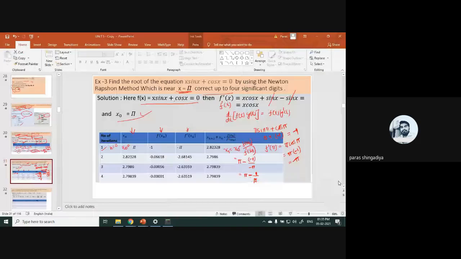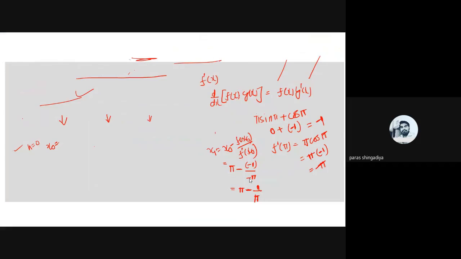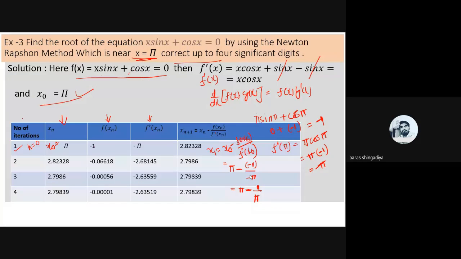So check the value of pi minus 1 upon pi. Yes, what will be the answer? You will get 2.82328 something. Is it correct? Pi minus 1 upon pi. Use the pi notation from your calculator. Do not consider only 3.14 as the value of pi. Just use the pi notation that is already given in the calculator. You can use it by using the shift exp tab from your scientific calculator.